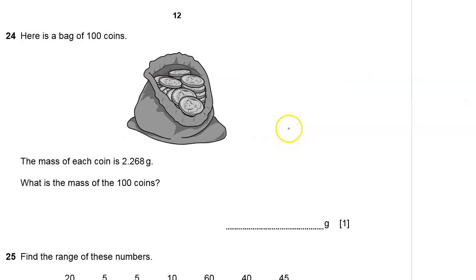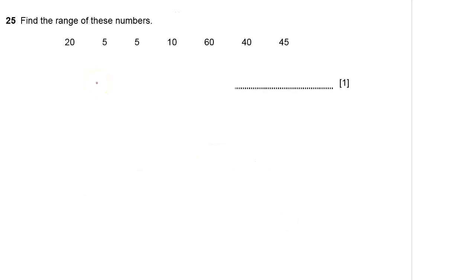Number 24. Here is a bag of 100 coins. We have 100 coins in the bag. The mass of each coin is 2.268 grams. And the question is, what is the mass of the 100 coins? Of course, to get the mass of the 100 coins, we add the mass of each coin. The easiest is to get the mass of one coin, 2.268, and multiply by the 100 coins that we have in the bag. When we do that, we'll get 226.8 grams. And therefore, the mass of the 100 coins in the bag is 226.8 grams.